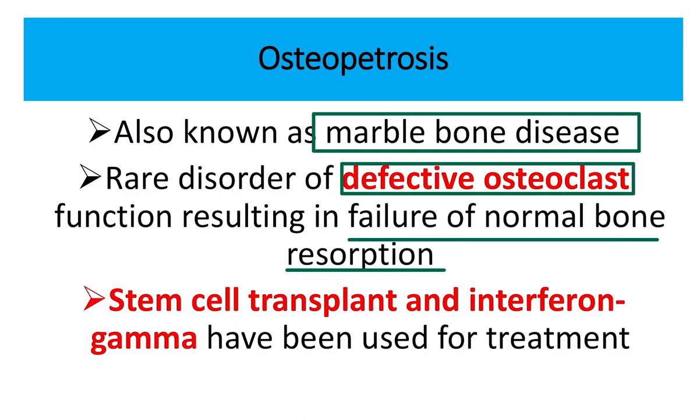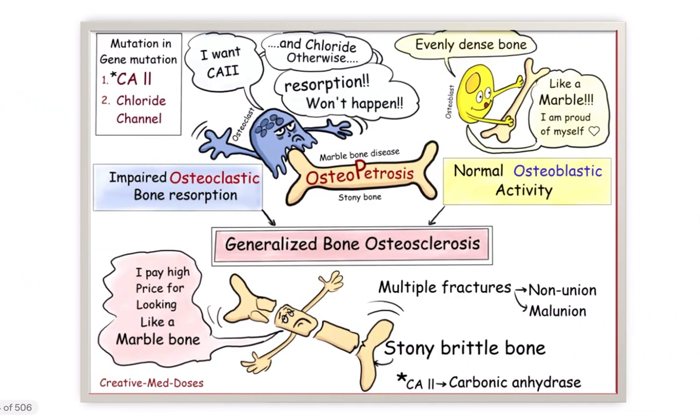And what is the treatment? Treatment is stem cell transplant or interferon gamma. Interferon gamma or stem cell transplant are good options for the treatment of osteopetrosis.